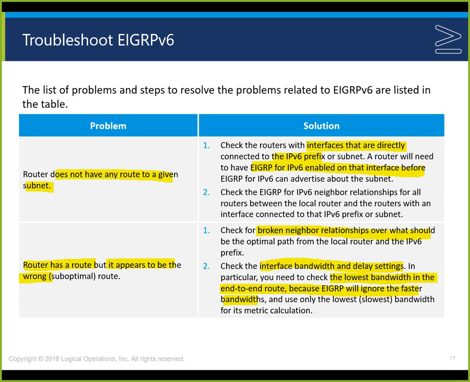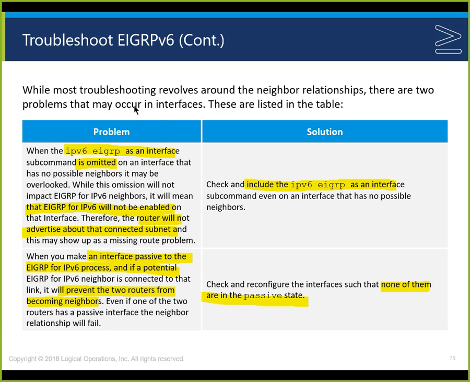Have they been changed? It's going to use the lowest bandwidth because it will ignore the faster bandwidth. So you've got to look at the path to see if the bandwidth is an issue when you go across those links, or if the delay is an issue. If somebody has gotten into the device and configured the interfaces to have a lower bandwidth or a higher delay, that could be a problem.